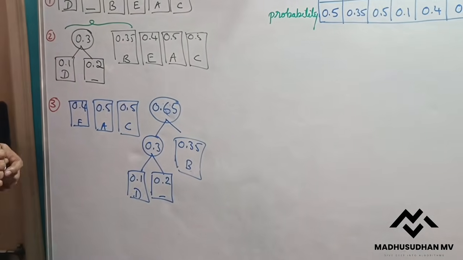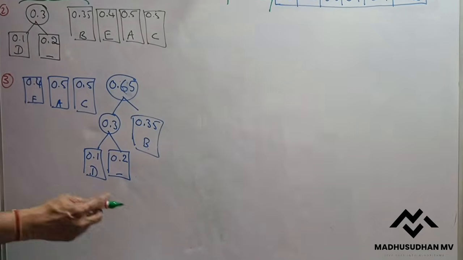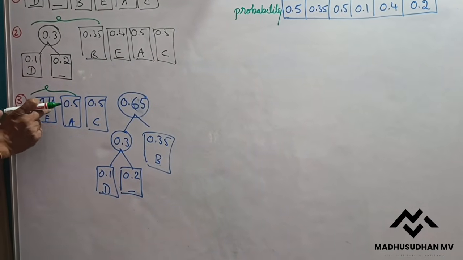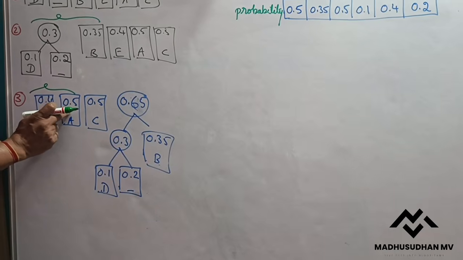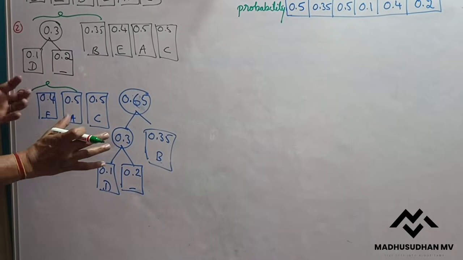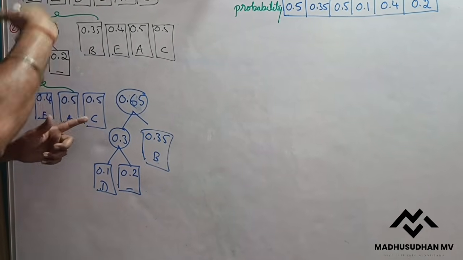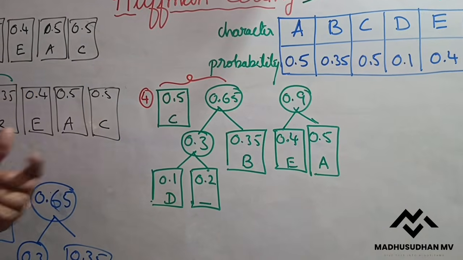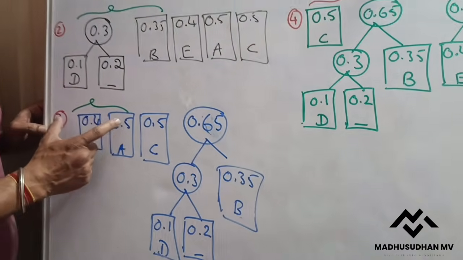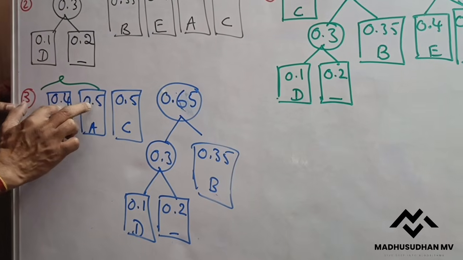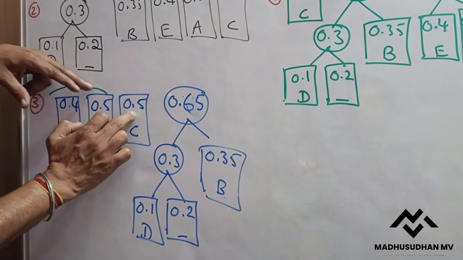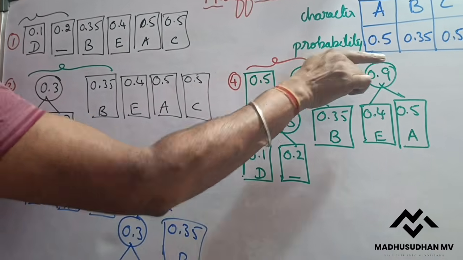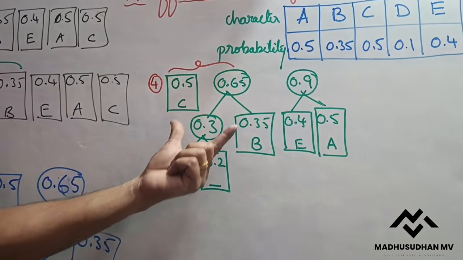Now again, the fourth step: I need to add the first two. So if I add 0.4 plus 0.5, how much? 0.9. Then again put it in order. So first you write these two and then 0.9 comes, okay? So from the third step, I'm adding the first two, 0.4 plus 0.5, 0.9. So 0.5, 0.65, I'm writing this sorted again, in ascending order. So I got this one, okay.